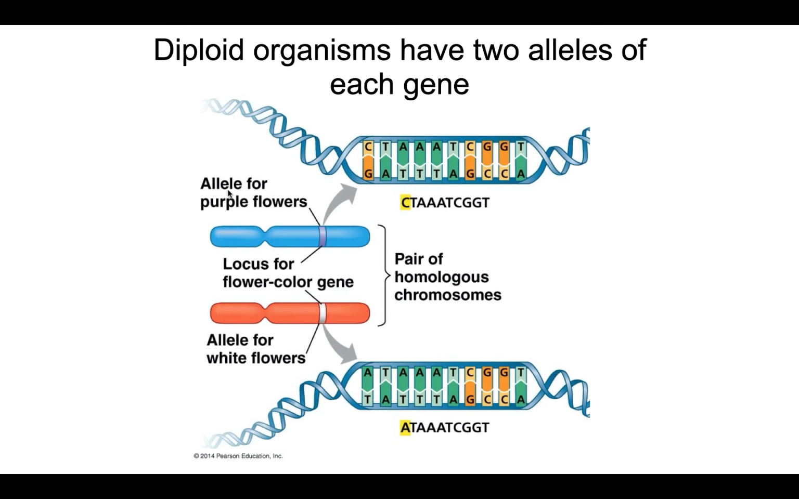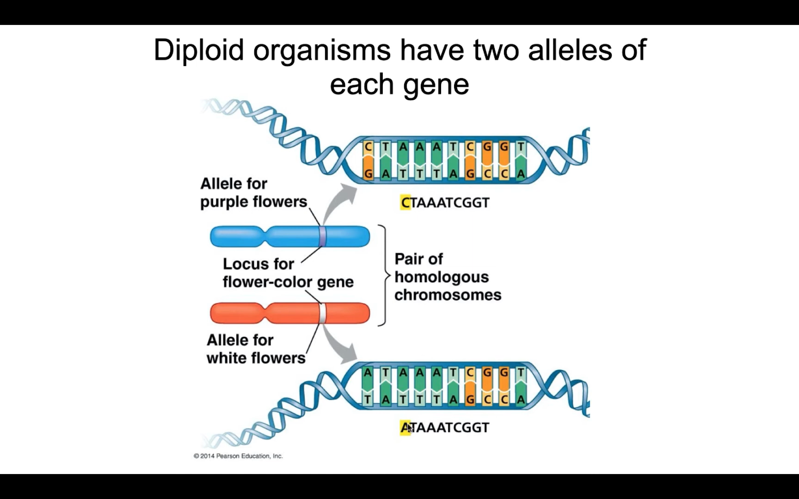What do I mean by that? Well, we have the gene for flower color here, and we have the gene for flower color here in the exact same place on the homologous chromosome. The difference is that this is the purple flowered allele of the flower color gene, and this is the white flower allele of the flower color gene. Their sequence is quite similar, right? TAAATC, TAA, but there is one difference.